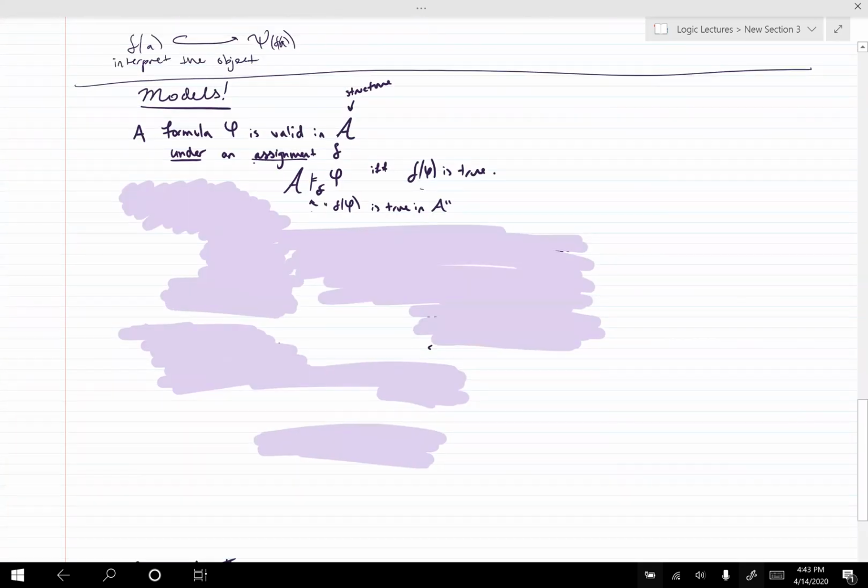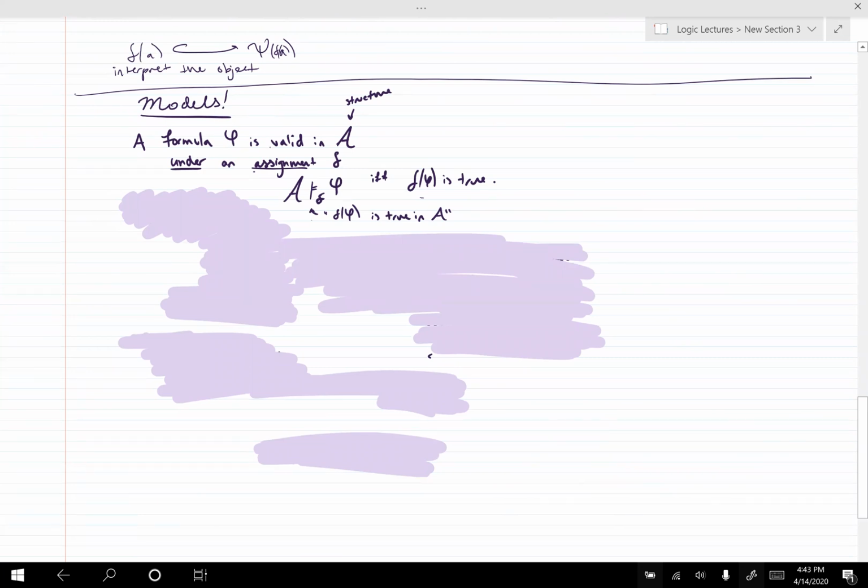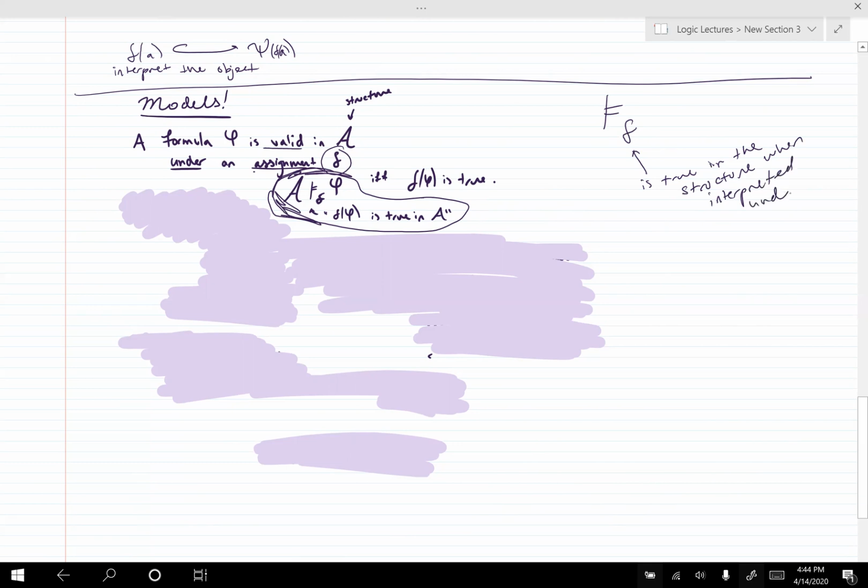Models. A formula phi is valid in a structure under a specific delta assignment if and only if, when you evaluate it, you get true. And I know that what I've written here isn't clear enough. This is the notation. I'm defining notation here. So this little symbol here means phi is true in the structure when interpreted under delta.